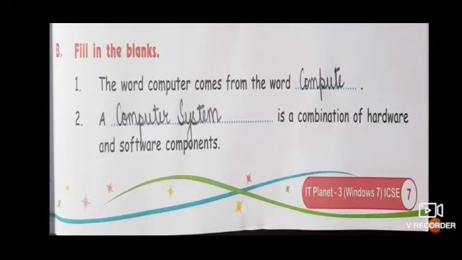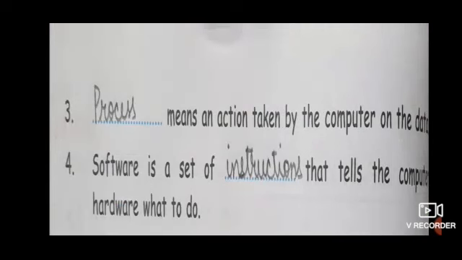Next, fill in the blanks. The word computer comes from the word compute. A computer system is a combination of hardware and software components. Third, process means an action taken by the computer on the data. Software is a set of instructions that tells the computer hardware what to do.